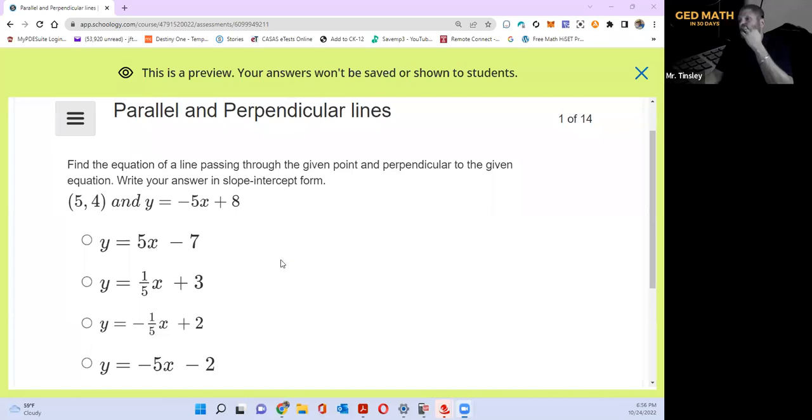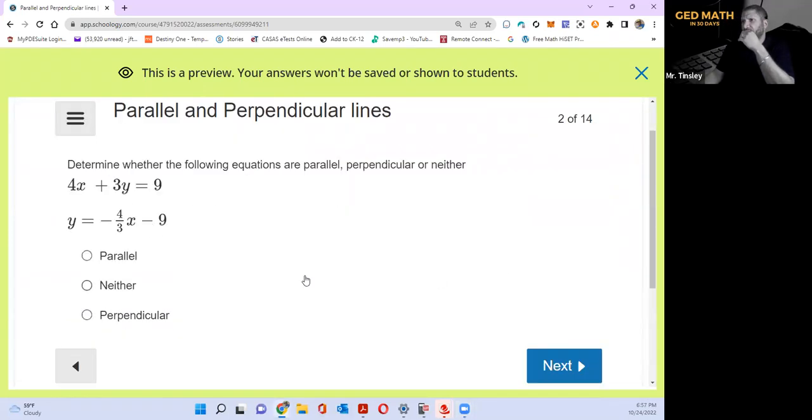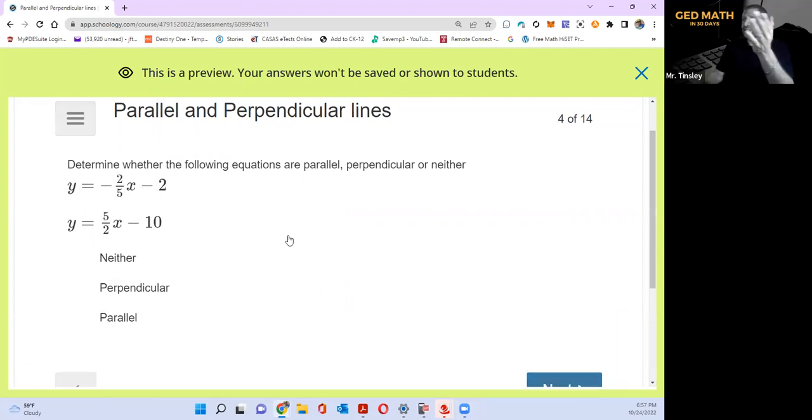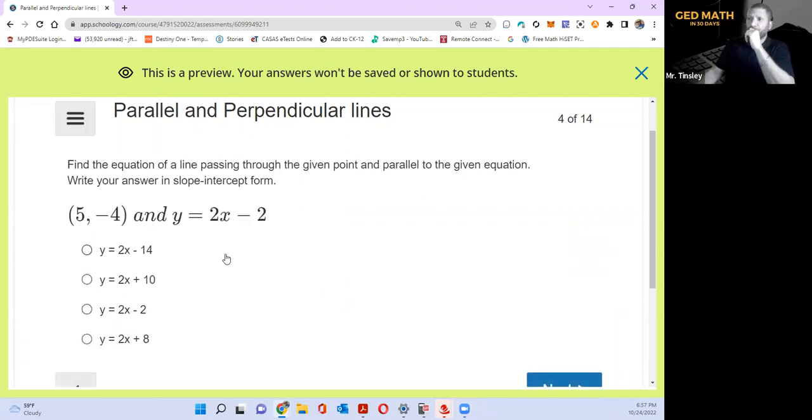Let's see if we can find another one. Hold on. Let me see if I can find another one. And again, these are all practice. Here we go. Find the equation of a line passing through the given point and parallel to the given equation. Write your answer in slope-intercept form.